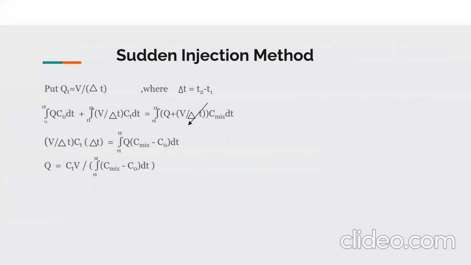As we know, the discharge is the volume flow rate. So Qt can be written as the volume of the tracer injected divided by delta T, where delta T is T2 minus T1. As the volume is very small, we can neglect the term V by delta T. Now by simplifying this equation, we could get the discharge of the flow.